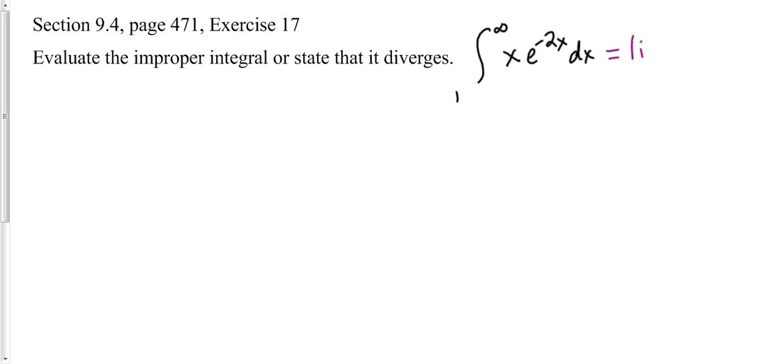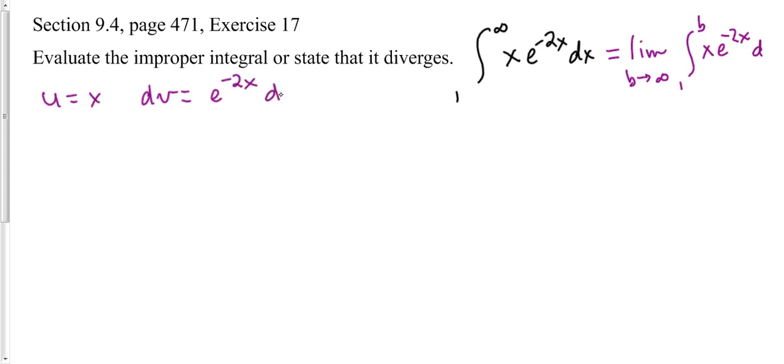We are going to have the limit as b goes to infinity of the integral from 1 to b of x times e to the minus 2x dx. Now, I think we're going to have to use parts to evaluate this integral. So we're going to let u be equal to x and dv be equal to e to the minus 2x dx. So du is going to be equal to dx.